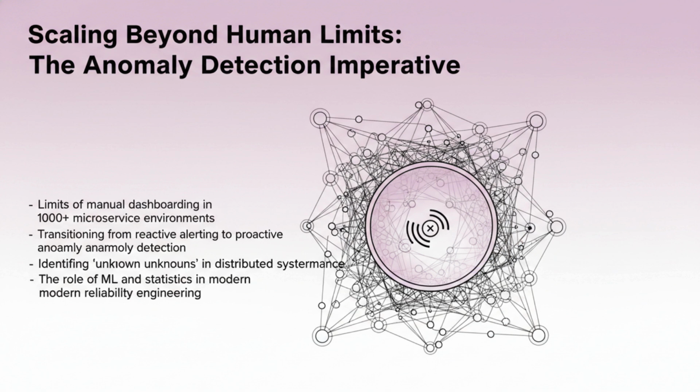By integrating machine learning and statistical analysis directly into our SLI and SLO frameworks, we can identify performance regressions before they impact the end user. Today, we will explore how to build a resilient, automated pipeline that safeguards our critical service-level objectives at global scale.